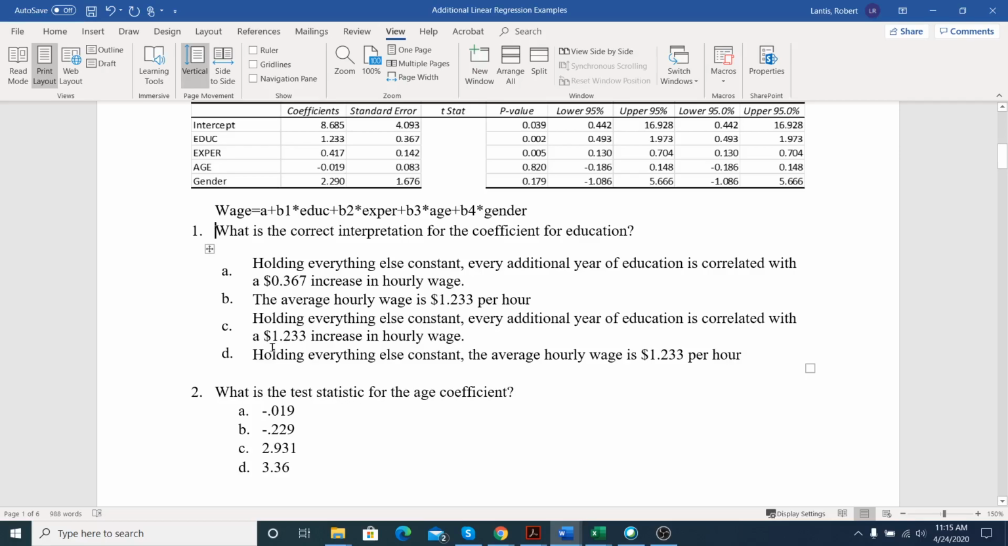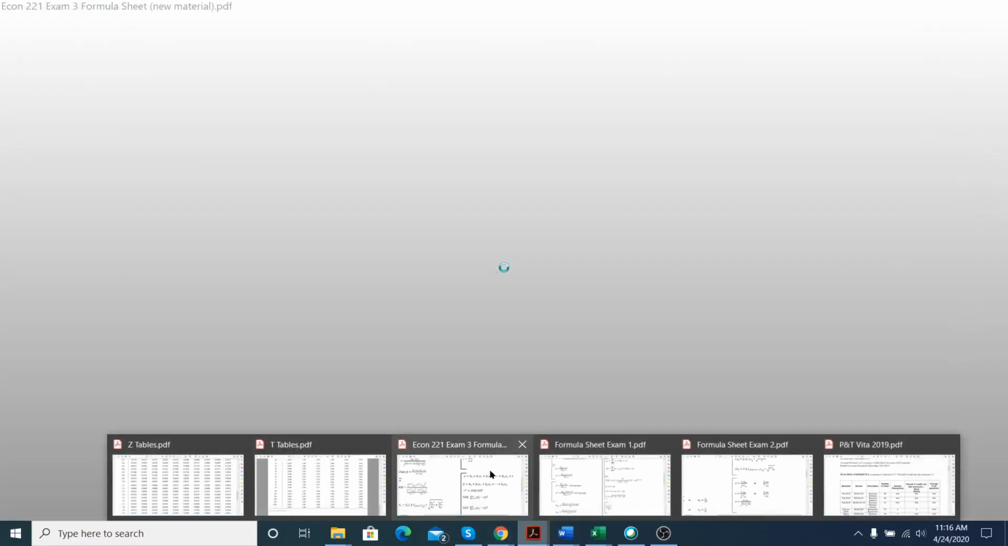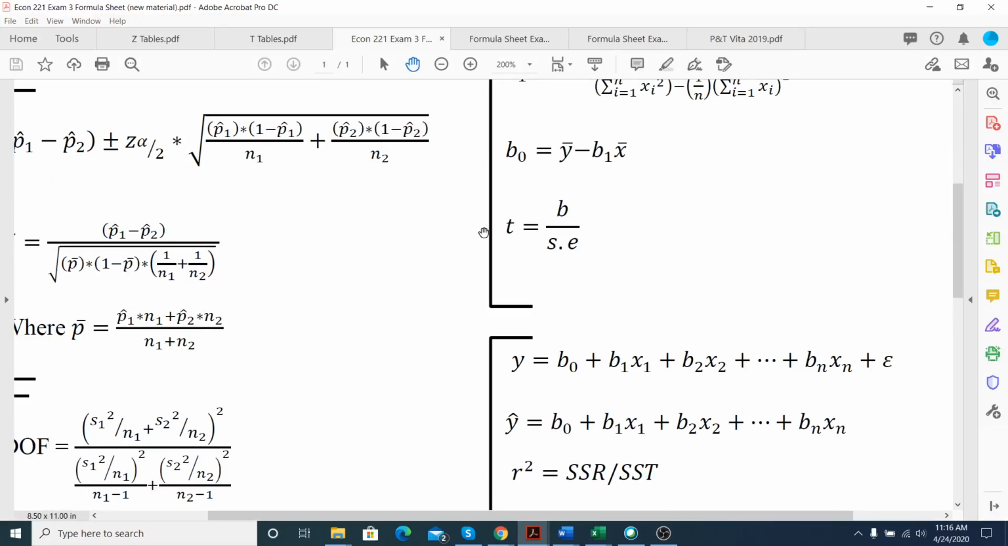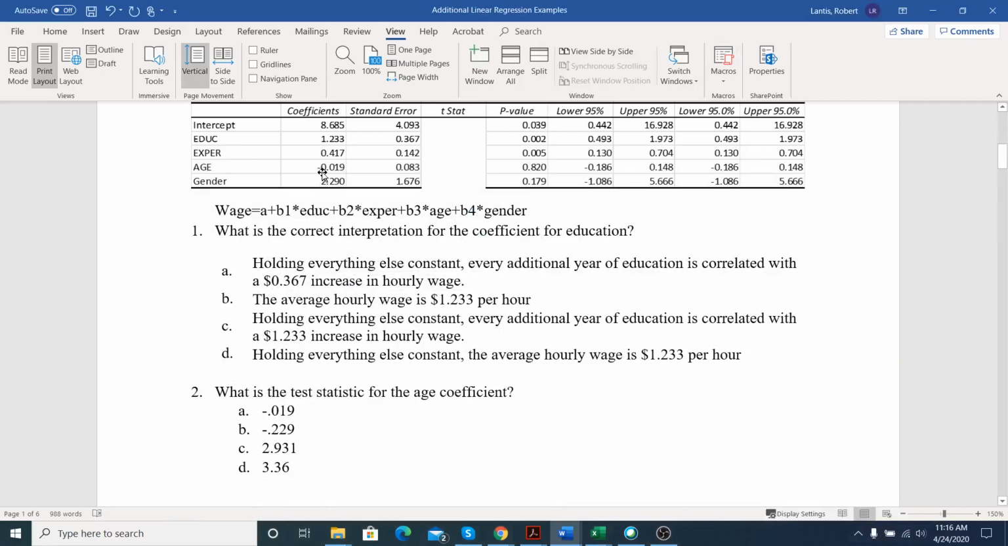hourly wages. Okay? What would the test statistic be on the age variable? Well, we could look at actually any variable we wanted to here. The real key, and if we look at the formula sheet, it reminds us, to get the test statistic, all you do is take that coefficient and divide it by the standard error. So for age, negative 0.019 divided by 0.083 should be negative 0.229. And if you're going through the rest of these, just to make sure you can calculate the rest of them, if you just divide the coefficient by the standard error, you should get these common test statistics, which I just had covered up here.